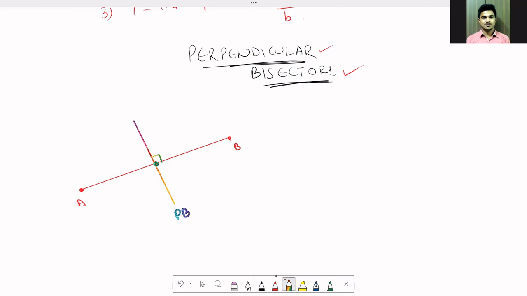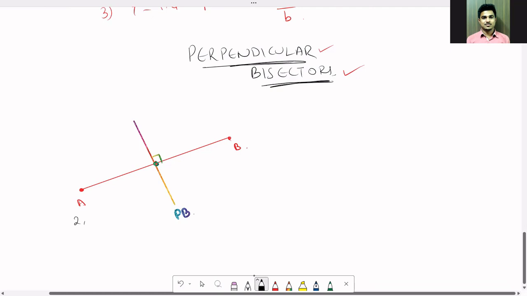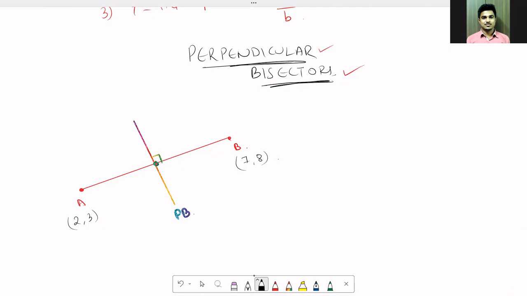Okay. So let me take some random example. Let's say for this perpendicular bisector, I have been given that A has a coordinate of (2, 3), and B has a coordinate of, let's say, (7, 8), and I've been asked to find out the equation of the perpendicular bisector.